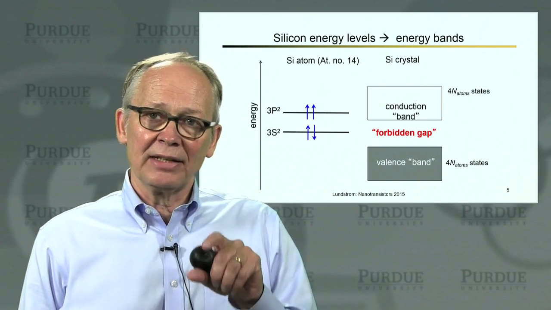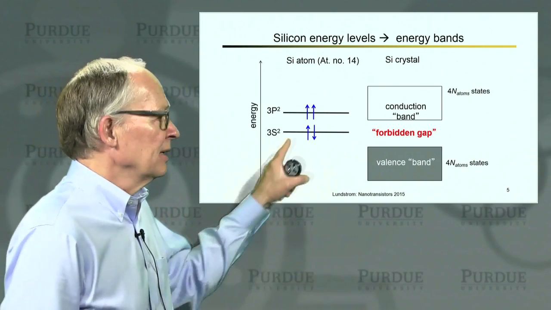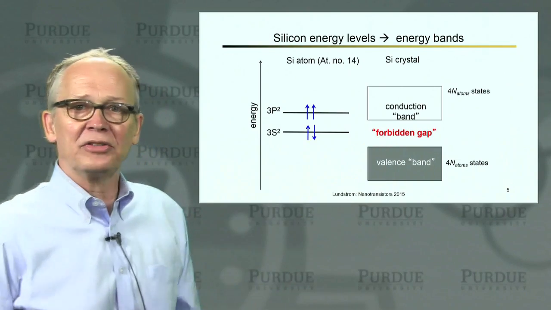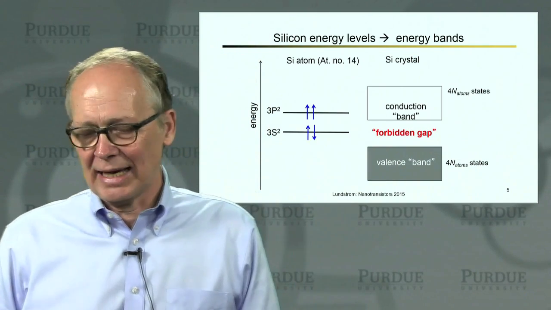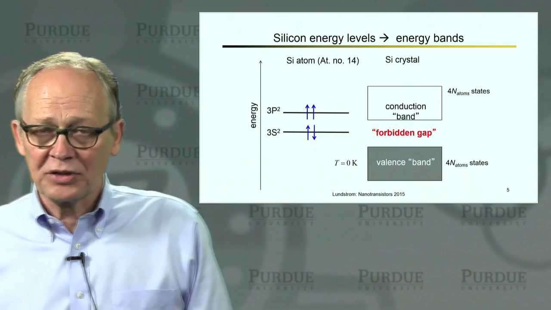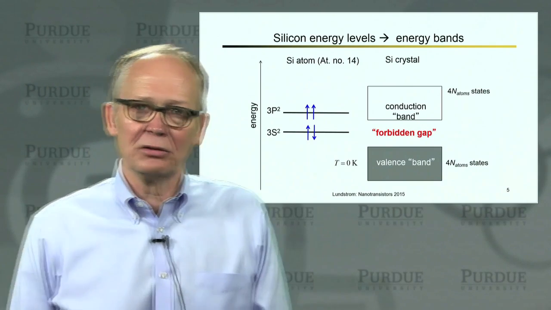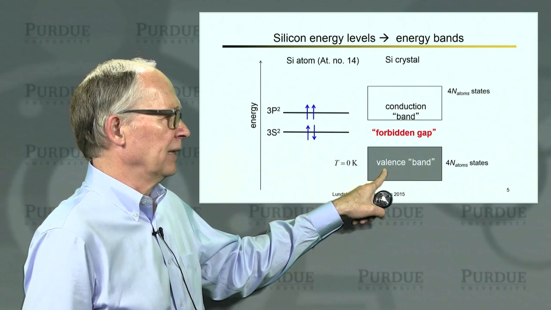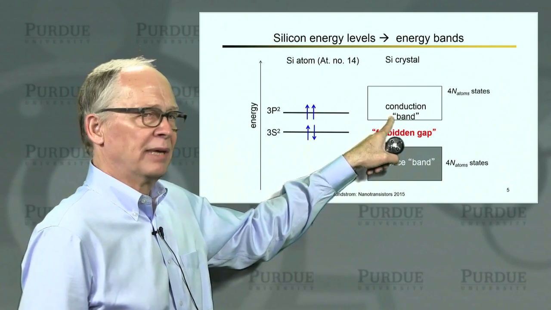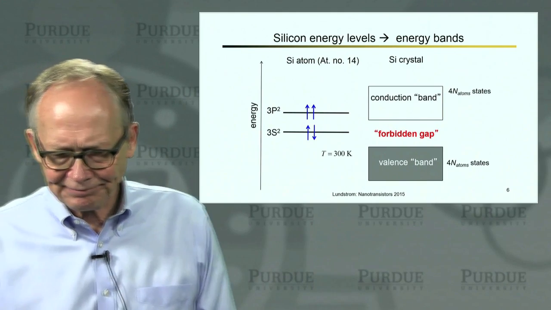In between the valence band and the conduction band, there is a region where there are no states for electrons to reside. That's called the forbidden gap. We can't have electrons there. So this is the situation at 0 Kelvin. All the valence electrons are in the valence band. The conduction band is completely empty.